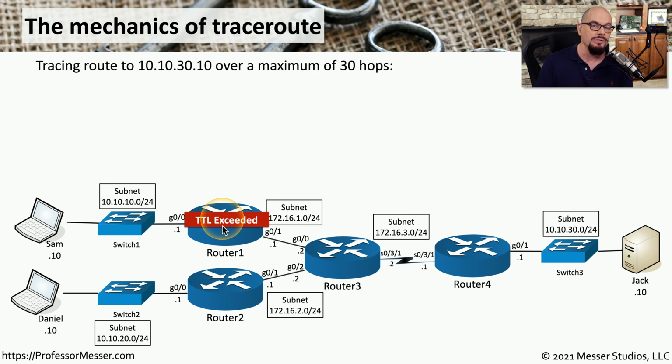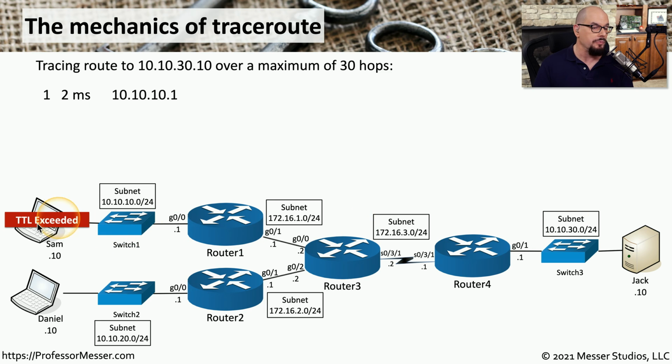At that point, it will also send a message back to the original station telling it that its message didn't get through because the time to live was exceeded. When Sam's computer receives that TTL exceeded message, it notes that it took 2 milliseconds to receive that, and it received it from router 1's IP address, which is 10.10.10.1. Now Sam performs exactly the same message, sending information to Jack's IP address, but it changes the TTL to 2.